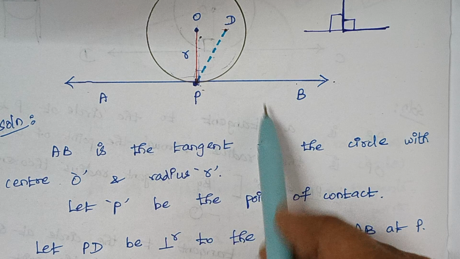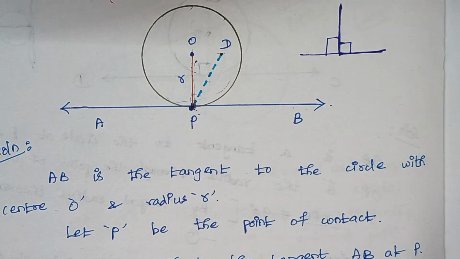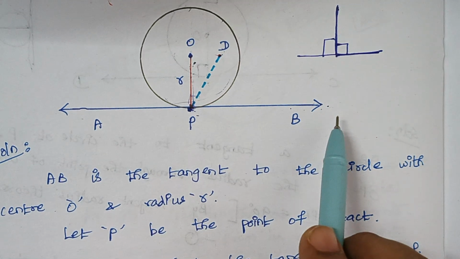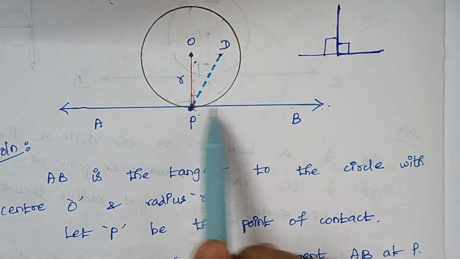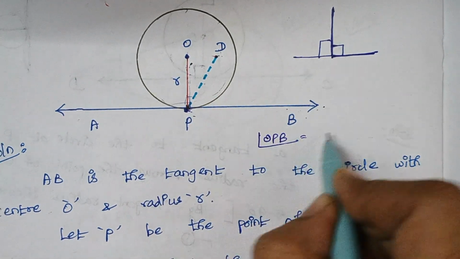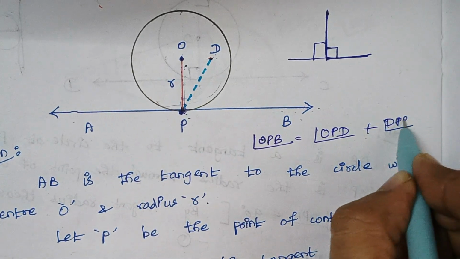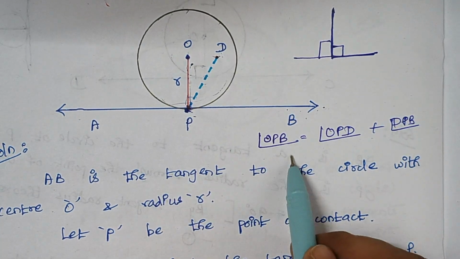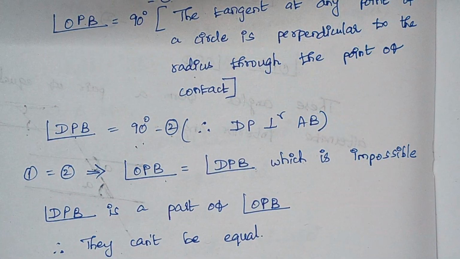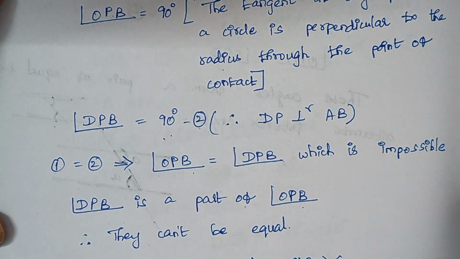Why? Because you see, this DPB is a part of the angle OPB, right? That is, OPB can be written as OPD plus DPB. We can include that also, you see. OPB is nothing but OPD plus DPB. Then how can we tell OPB is equal to DPB? It's not at all possible. So finally we are writing it as DPB is a part of OPB, therefore they can't be equal.